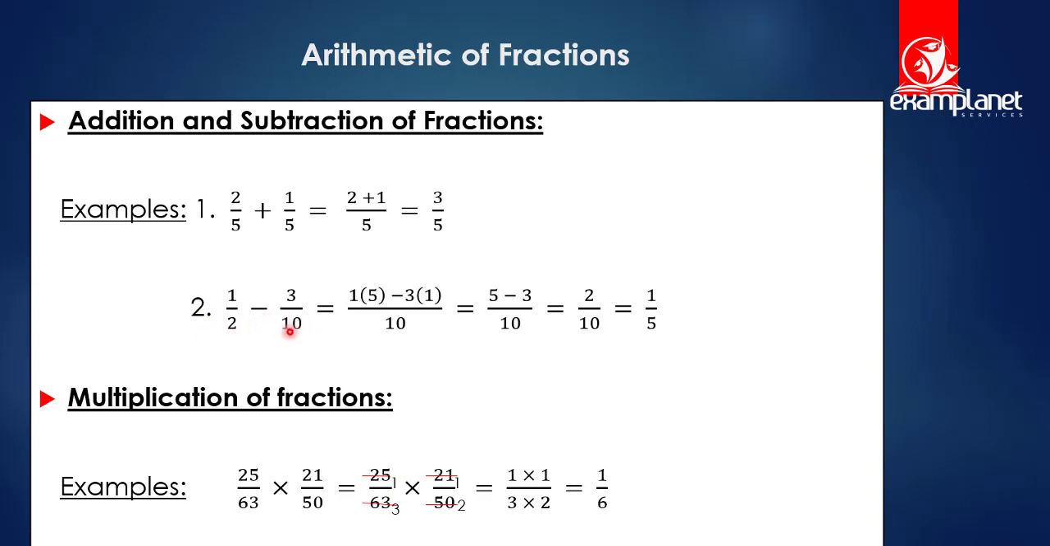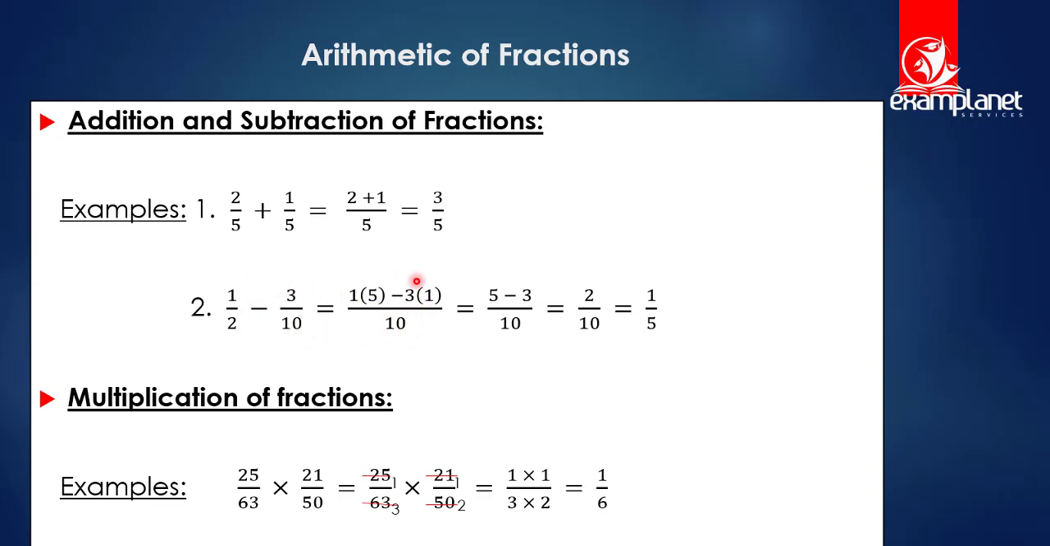So if I write multiples of 10 here, I'm going to have 10, 20, 30, 40, 50, and so on. Automatically, 10 is the first number among those multiples that 2 will go into. So definitely the LCM will be 10. Now, 2 in 10 is 5, so that will be 5 times 1. Then 10 in 10 is 1.